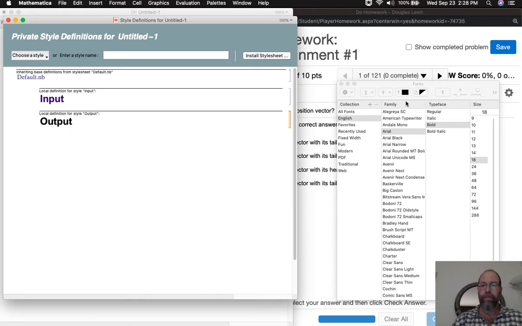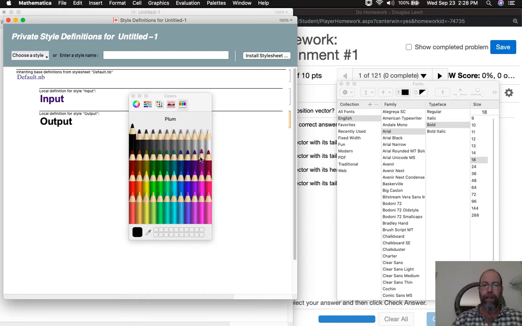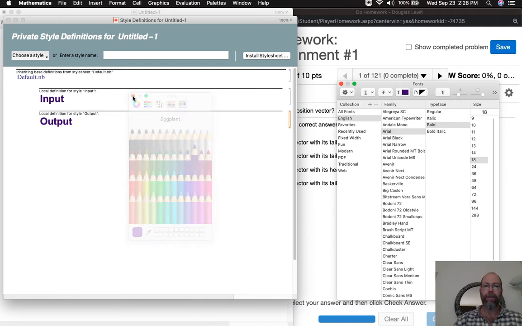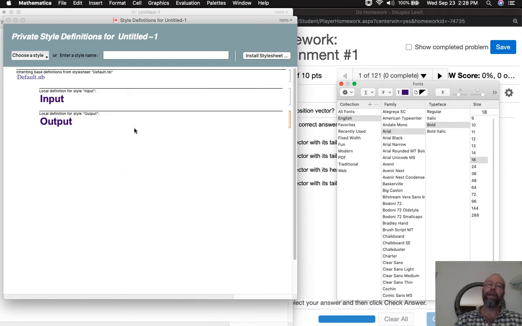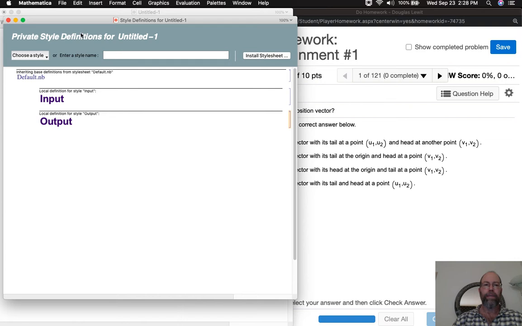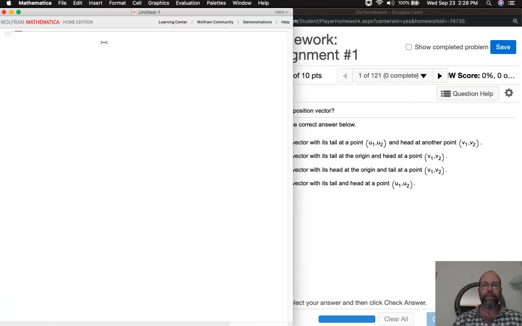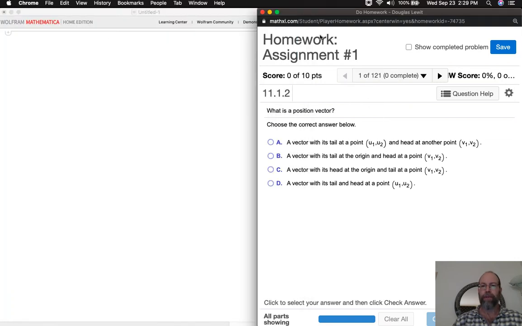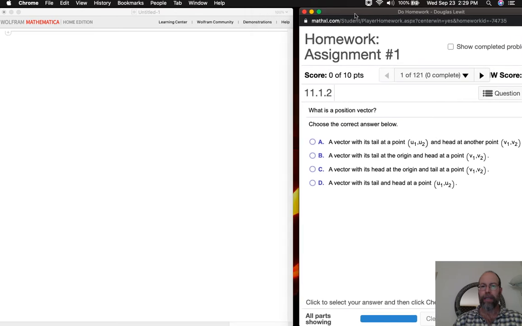Okay, so I like eggplant purple, and let me see, are we good to go? I think we're good to go. We could do more, but I think for now that's enough. Okay, so I'm done with this window, and I'm done with this window. And we could move this over just a little bit.